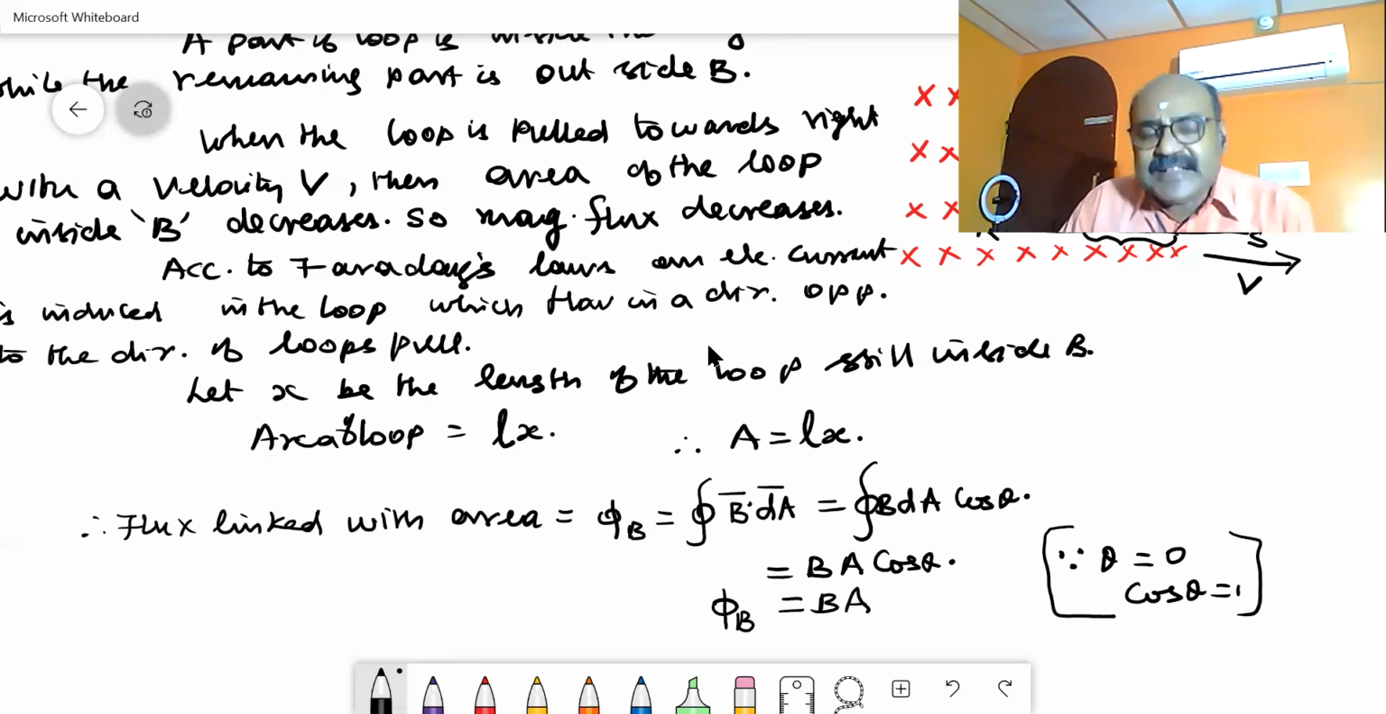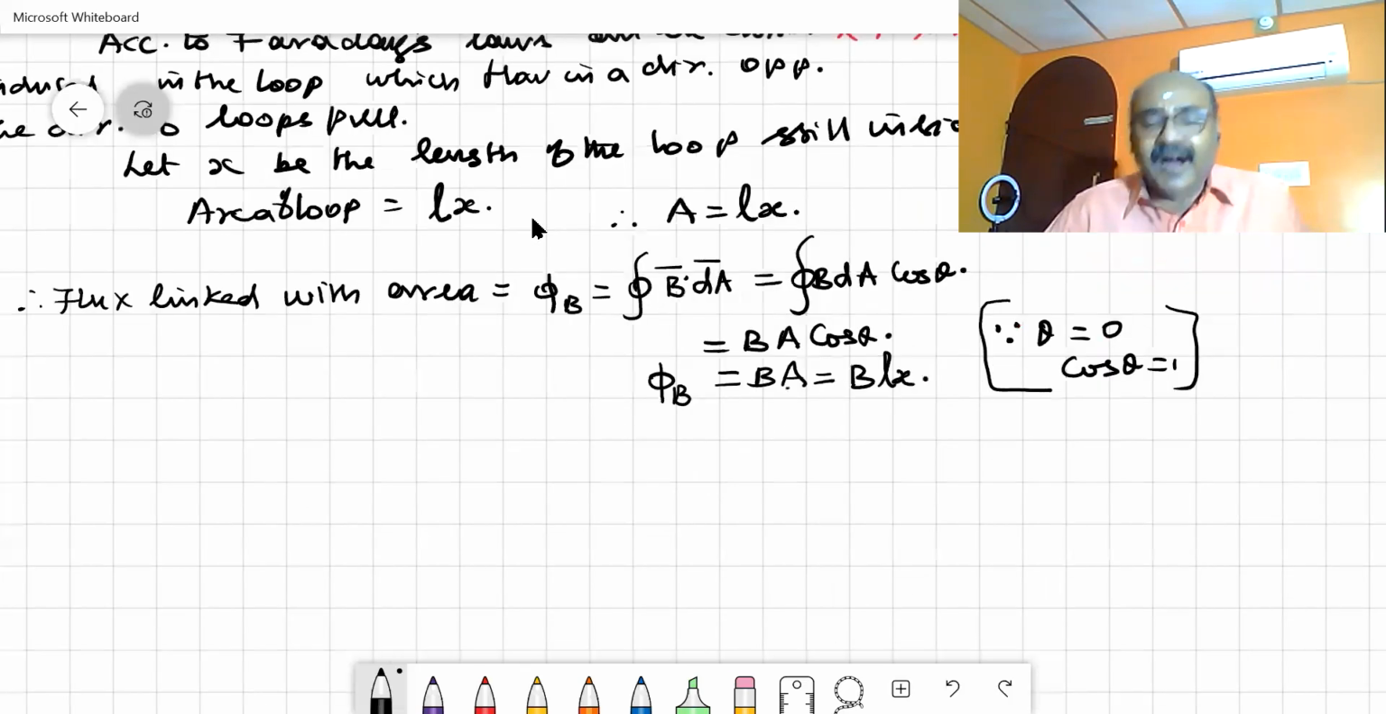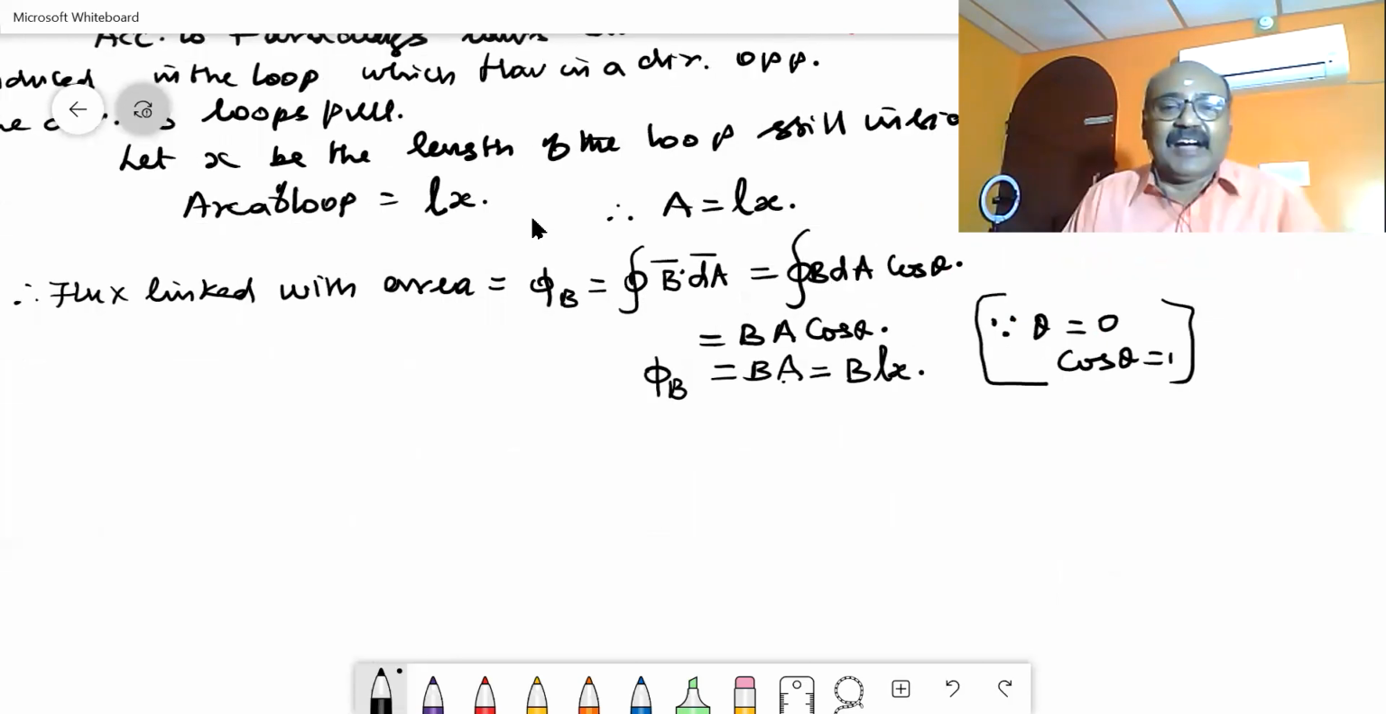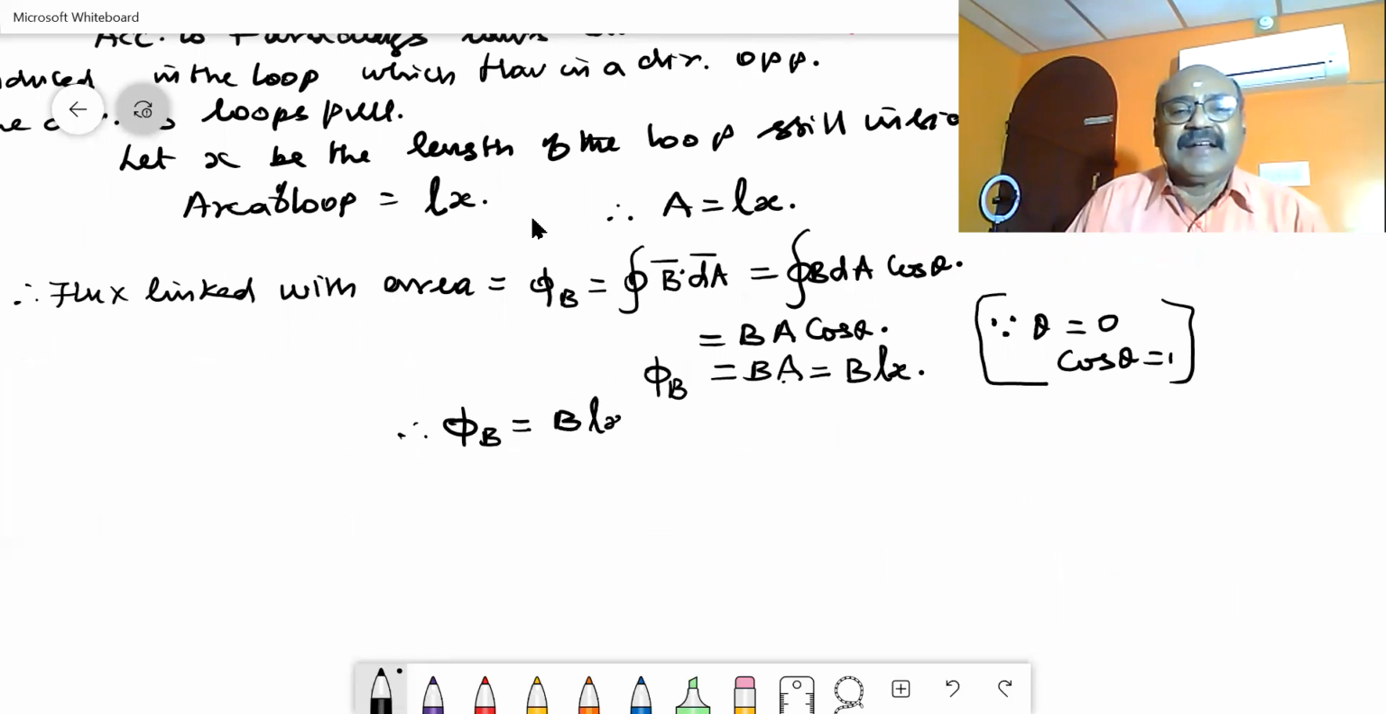But what is A? A is L into X. So I get the equation as B into L into X. So we have calculated the flux linked with the loop due to the change in area. When the loop is being pulled out, what is the flux available? The flux available is given by the formula phi B is equal to B into L into X. Let us take this as equation number 1.